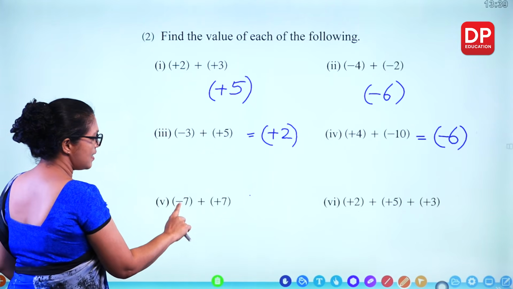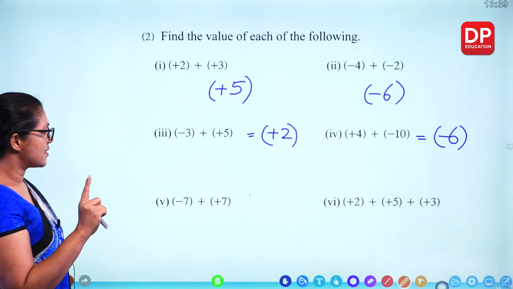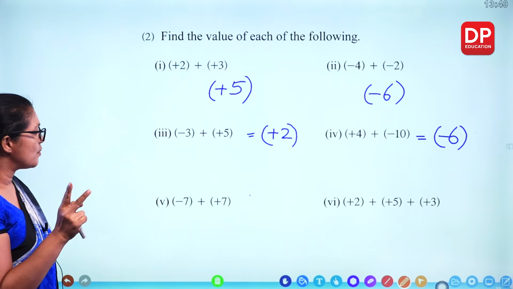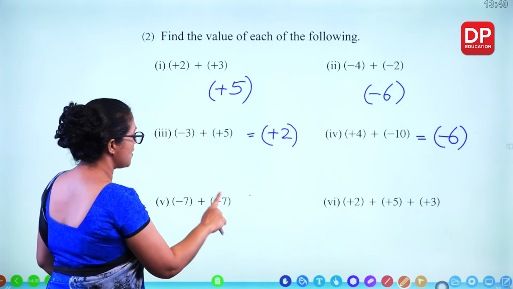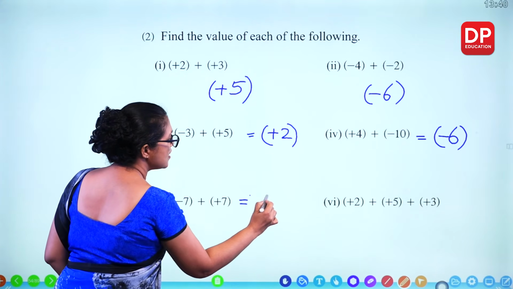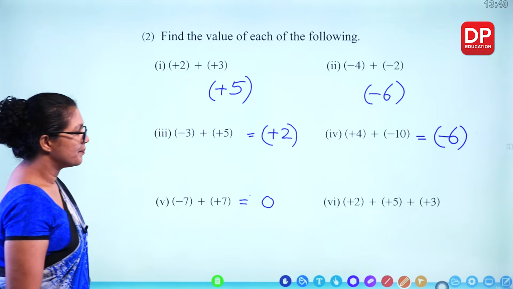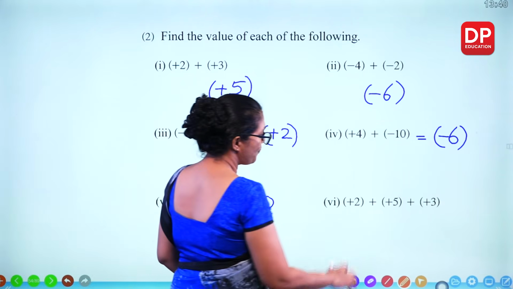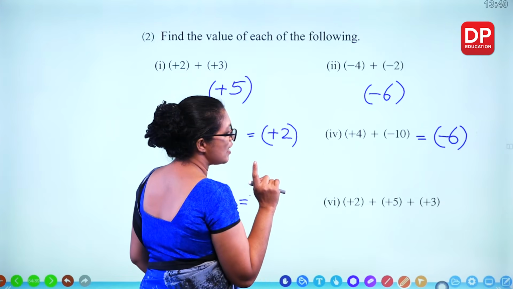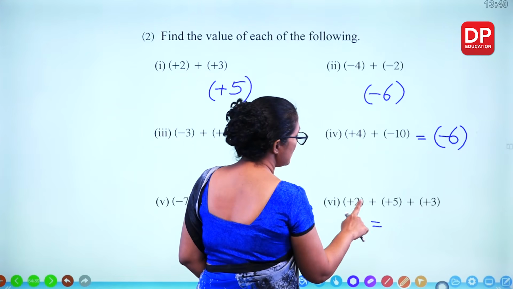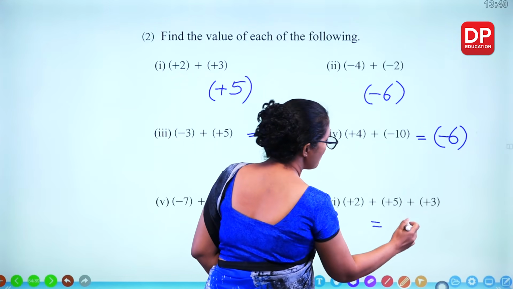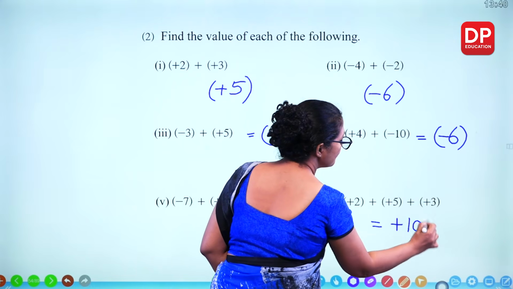Here, this is additive inverse. Addition. So what's the answer? Negative 7 and 7 difference is 0. So when you add additive inverse, you get 0. These two, all positive. So that means adding the numbers. 5 plus 2, 7. 7 plus 3, 10.